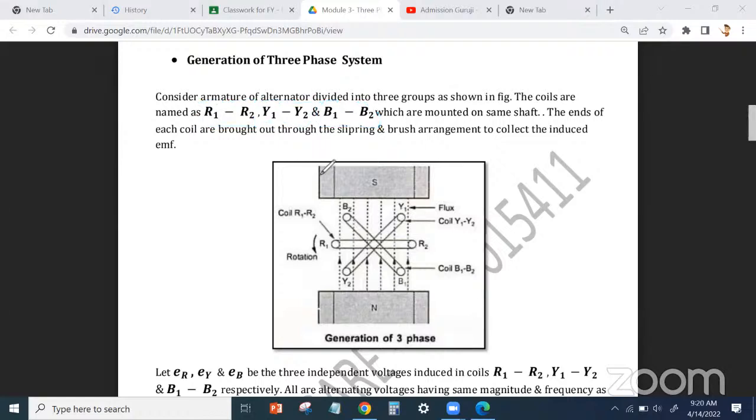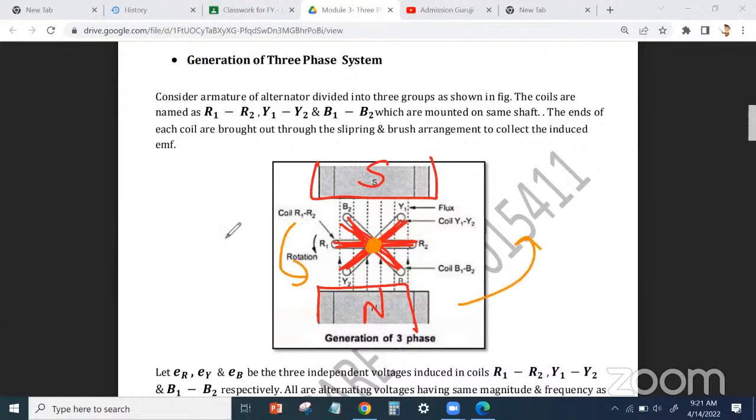Okay, so let's go through the diagram. This is the south pole of the magnet. This is the north pole of the magnet. South pole, north pole, and these are the rods, or the coils. This is R1, R2, the first coil. This is Y1, Y2, the second coil. And this is B1, B2, the third coil. What is the center point of all of them? This is the center point, and this is rotating. It will rotate like this. This is the rotation.